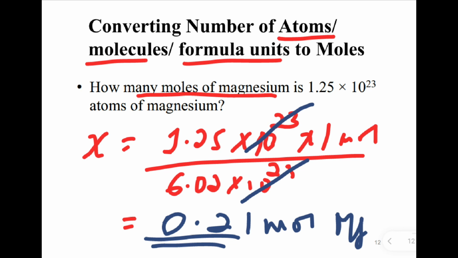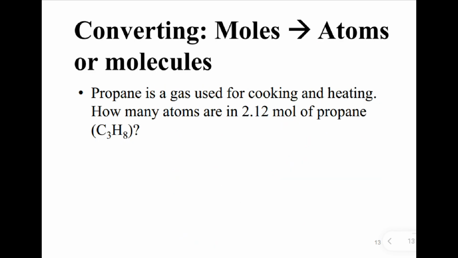ስለዚህ 0.21 moles of magnesium contain this many atoms of magnesium ማለት ነው። In this example, we'll see how to convert moles into number of atoms or molecules or formula units. Propane is a gas used for cooking and heating. How many atoms are in 2.12 mole of propane?